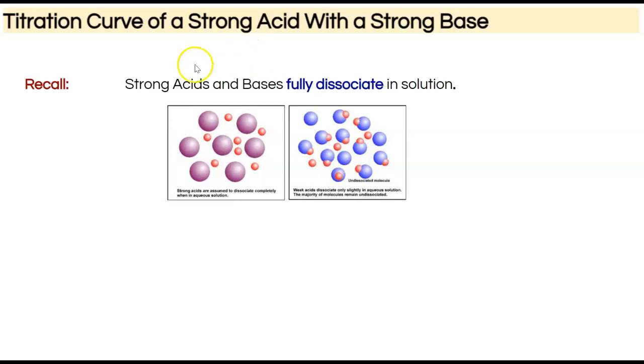They're going to look different. So we need to remember that a strong acid is going to dissociate 100%, and a strong base is going to dissociate 100% or near 100%. So here's a visual depiction of that.